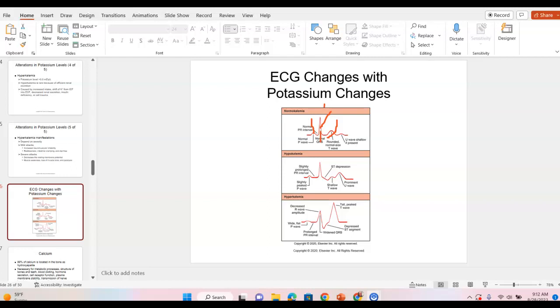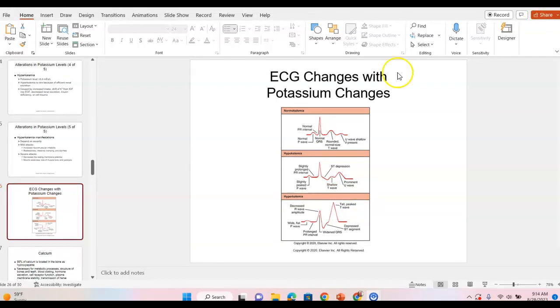But you can see with hypokalemia, you get a shallow T wave, and then what's called a U wave, an additional wave right there. Hyperkalemia, you get a really tall peaked T wave. And the ventricles will be affected with that as well. And then your levels of ions get all out of whack, not good.